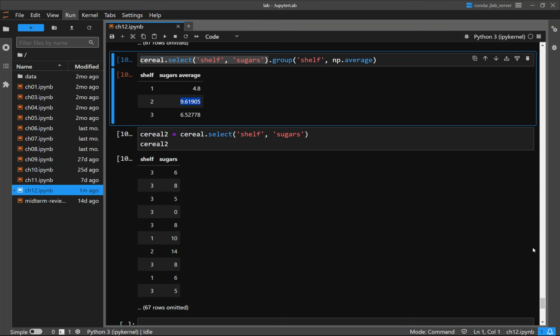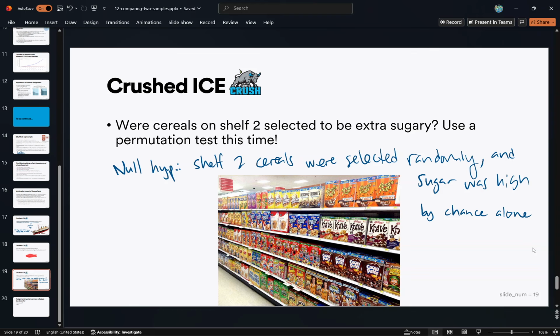You have an array then of sugary amounts for random shelf 2s. Go and do a histogram, go and get a p-value by comparing it to this 9.61 or 9.61905. See how often you got a value that was like that or even more extreme, because that'll tell you if our null hypothesis was a good predictor of the data. Because if it wasn't, our p-value will be small. It was unlikely to see that. And that would cause us to reject the null hypothesis. All right, so I hope you see how this game is being played. It's always the same strategy once you get it down.